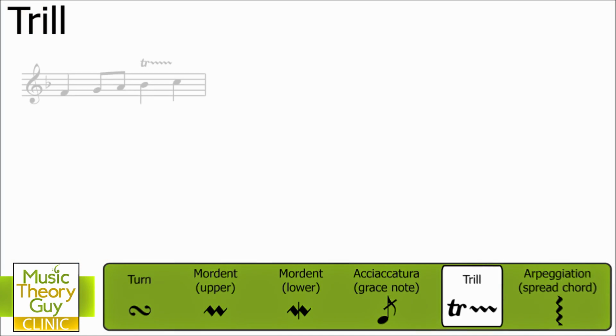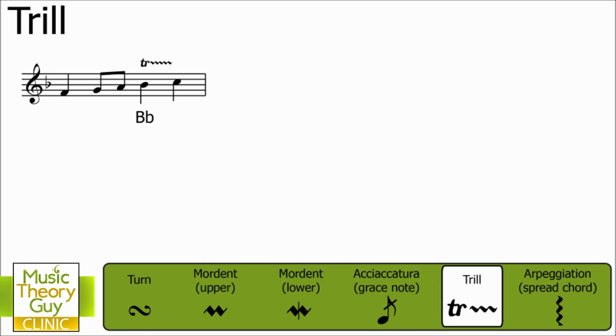Okay, so let's have a look at a bar of music with a trill in it. And we can clearly see that it appears here just above this note. Now be aware that this is a B flat due to the flat in the key signature. Now this is where it causes a little bit of confusion, I find, for my students.